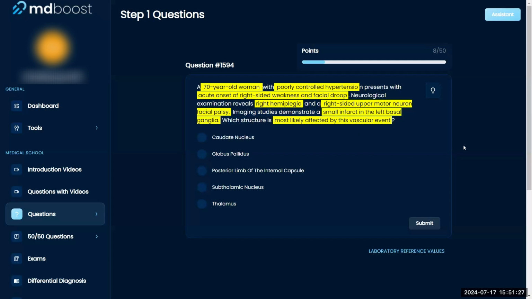Okay. And then it's a bunch of brain structures here. So poorly controlled hypertension, acute onset of right-sided weakness and facial droop, right hemiplegia, right upper motor. Okay, I remember this stuff. Oh, I think there's like two pictures where one is upper motor neuron and one is upper and lower motor neuron.